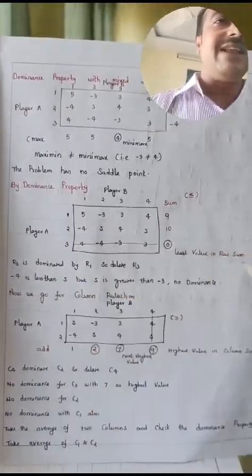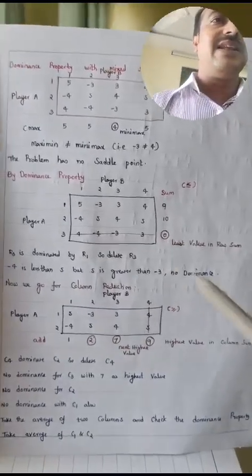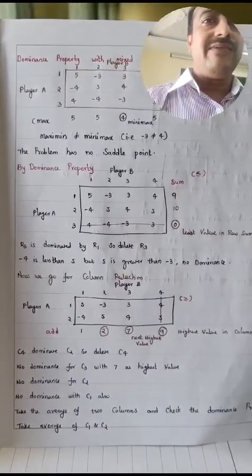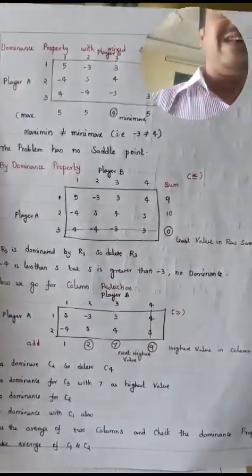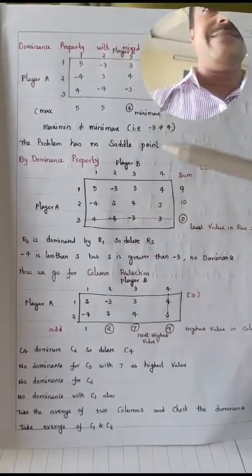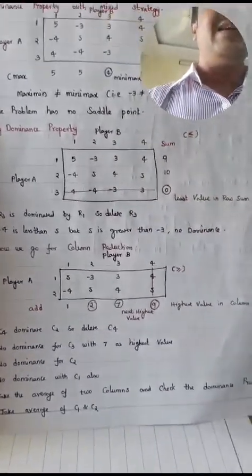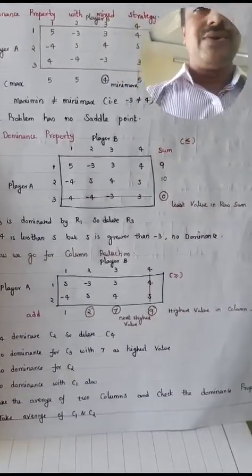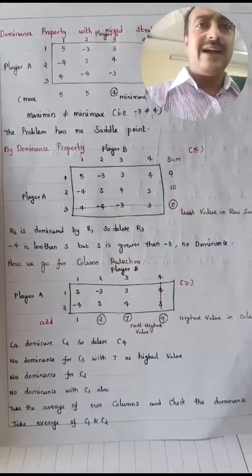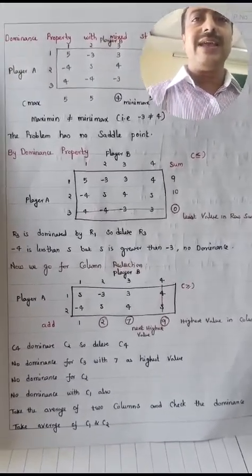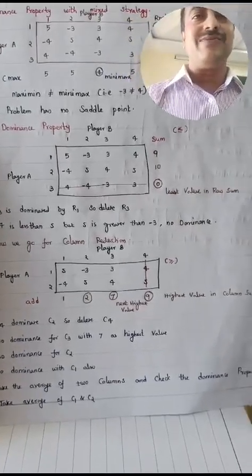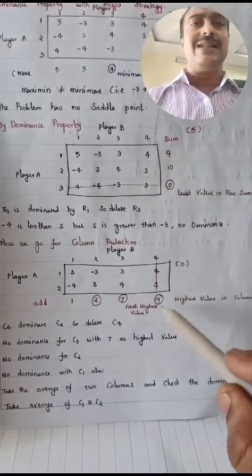In the same way I calculated for rows, and in this the least value is 0. For 0, what we will do is we will see: 4 is less than 5, -4 is less than -3, -3 is less than 3, and 3 is less than 4. So I will cancel the last row, that is R3, and we move to the columns, and again we add these elements.